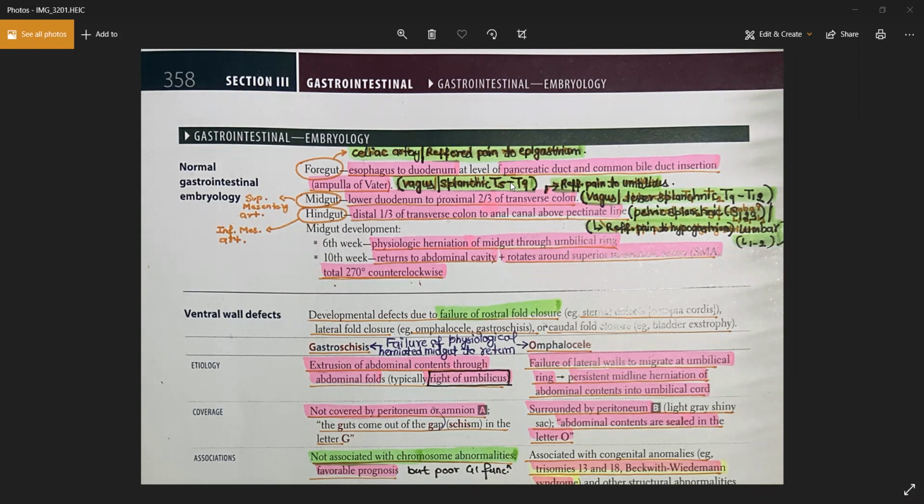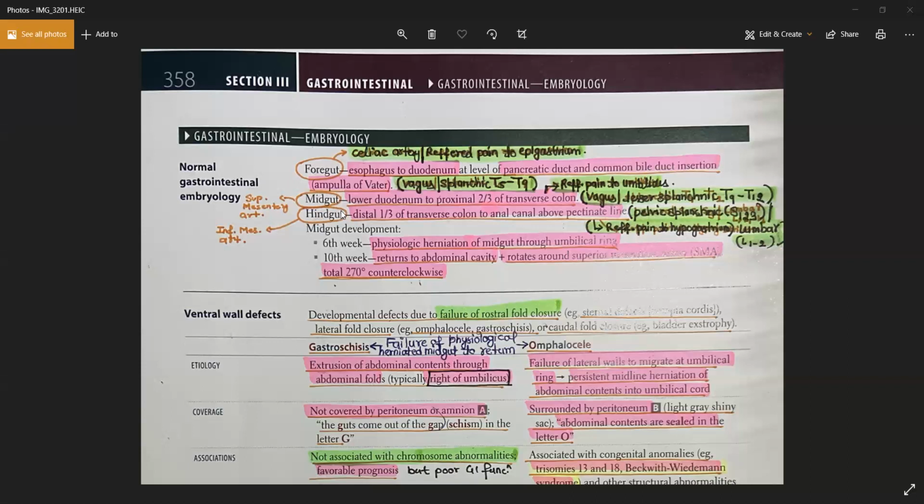So, three structures. Just remember, from esophagus to duodenum, every structure that you encounter in the GI tract, they all are derived from the foregut. From distal duodenum to the proximal 2/3 of the transverse colon, all the structures are formed by the midgut. Then comes the hindgut, which forms the structures from the distal part of the colon to the anal canal above the pectinate line.